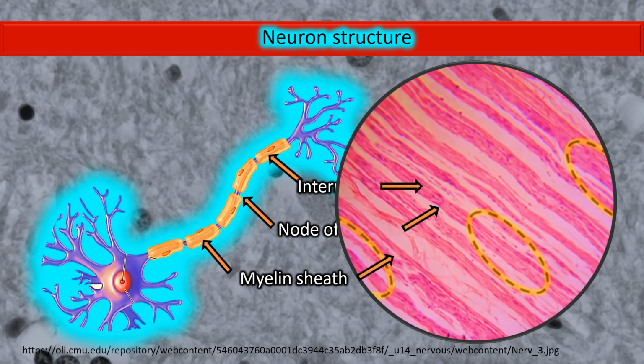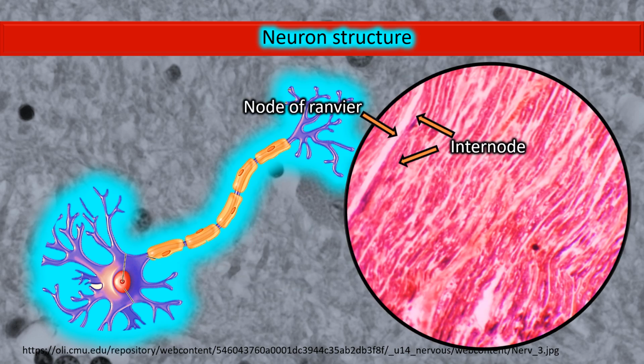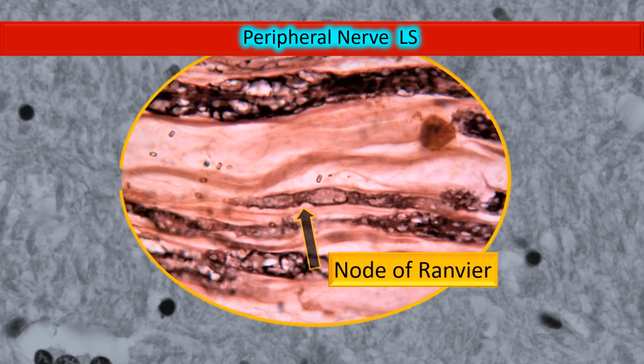Next, another example where the node of Ranvier is very classically seen, and there are two internodes on either side. The indentation, particularly on the right hand side, is really very well seen in this diagram. Next, this is a silver stain. You can see how typical the node of Ranvier is, and that is a region where the myelin sheath is missing.